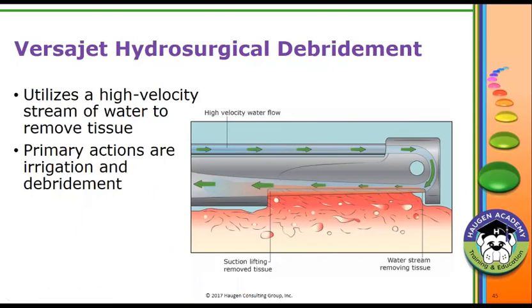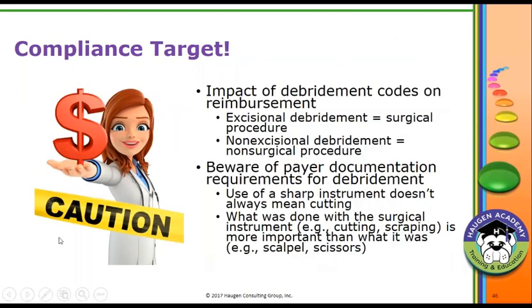Just a note about VersaJet hydrosurgical debridement, if this is something that you do, it utilizes a high-velocity stream of water to remove the tissue, and I kind of think of it like a water pick. If you have ever used a water pick and watched the water stream out there and maybe felt that on your hand, it's even higher than that, to the point where it can strip off some of the tissue. And this codes to a non-excisional debridement according to Coding Clinic.